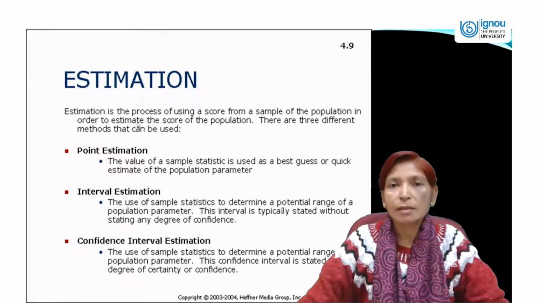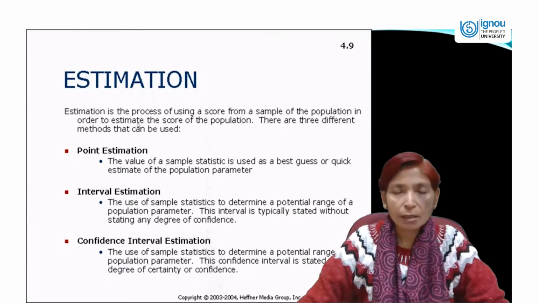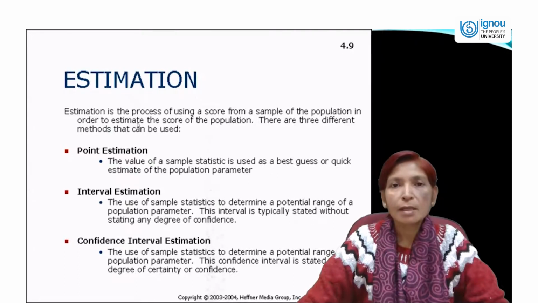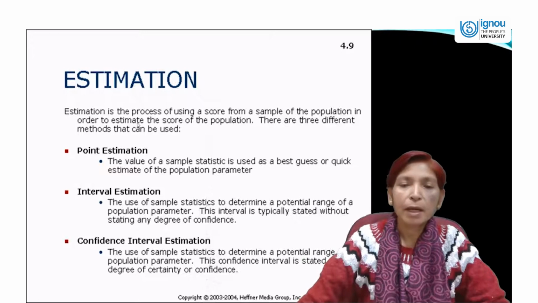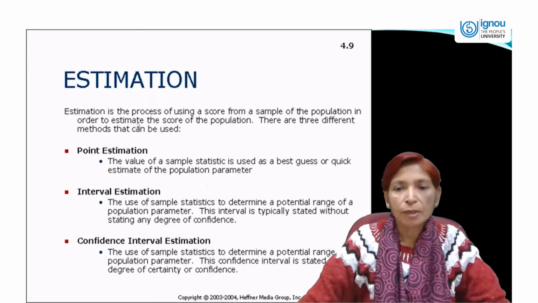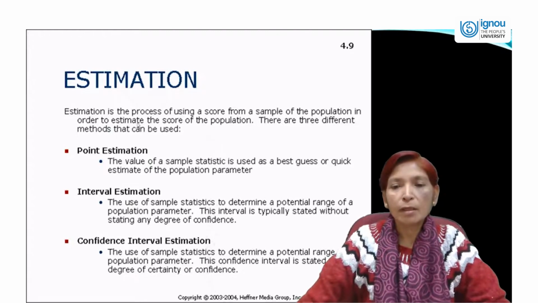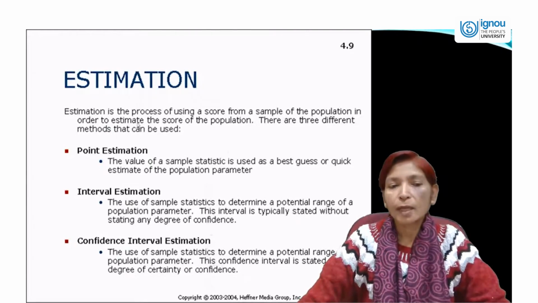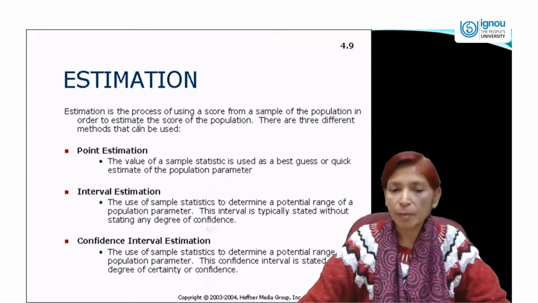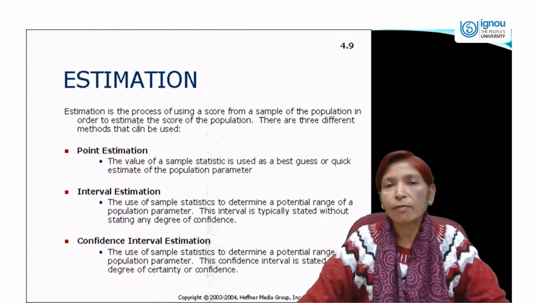Interval estimation is the use of sample statistics to determine a potential range of a population parameter. It just tells us the potential range of a population parameter, but it's a quick estimate of the population parameter. So an interval is typically stated without stating any degree of confidence.